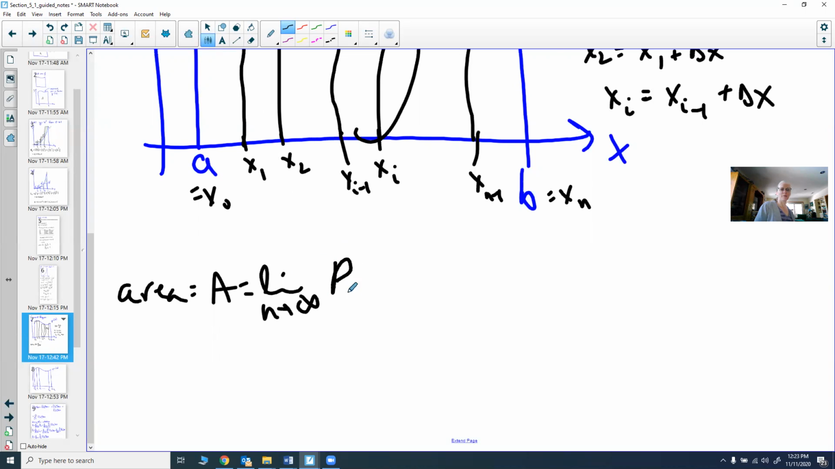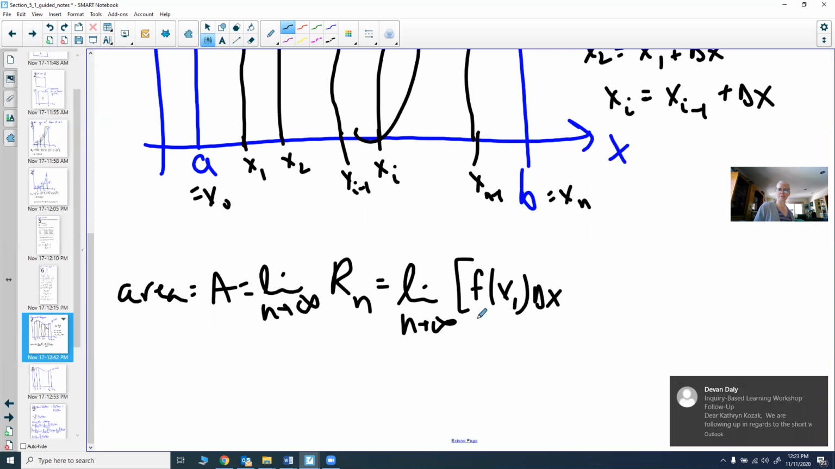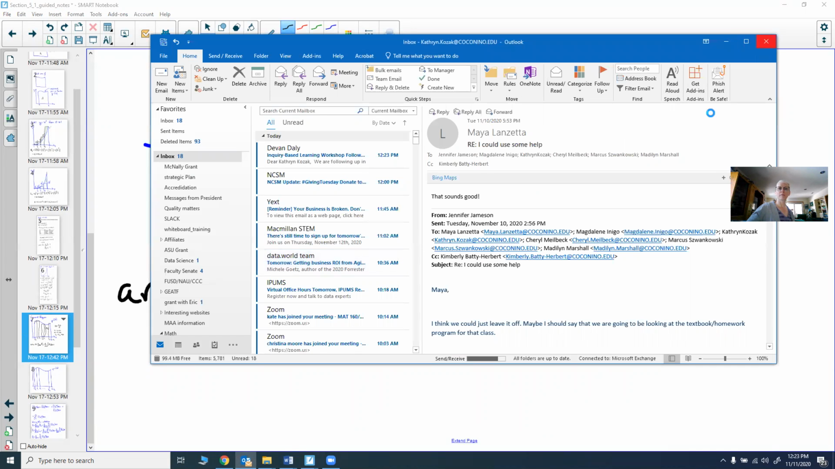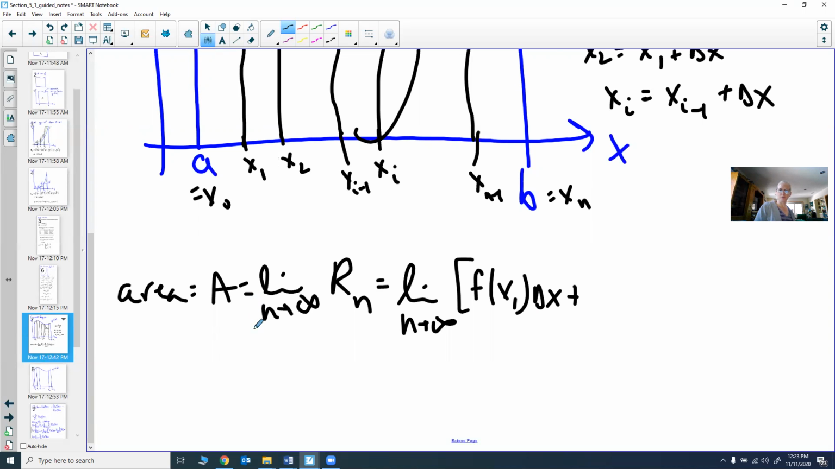Okay, so this would be the limit of r sub n, and that would be the limit as n goes to infinity of f of x sub 1 times delta x, because again, the base is delta x. That's what that distance is. And then plus f of x sub 2, which would be the height, times delta x. And then you keep doing that. You can even think about getting to x sub i there all the way to the end. And so you'd have f of x sub n times delta x. And so that's what your limit would be, and that's what your area would be.